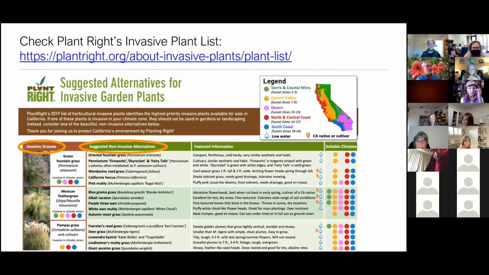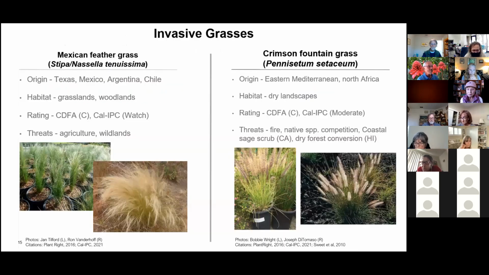Similarly, Plant Right's invasive plant list will give indication broken down by the structural layer, like invasive grasses. Here at the top left, you see green fountain grass or Pennisetum setaceum, which I mentioned earlier. But there's invasive alternatives indicated there, and nicely they indicate where those plants can grow based on the Sunset guide zones. So here's some examples.